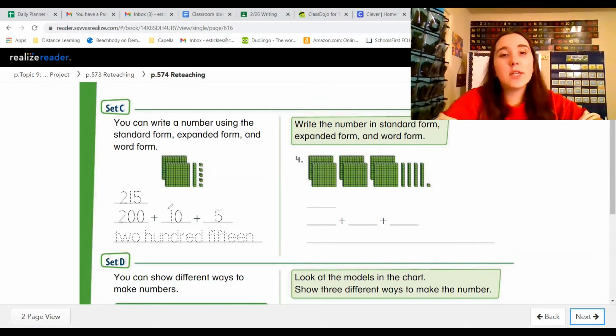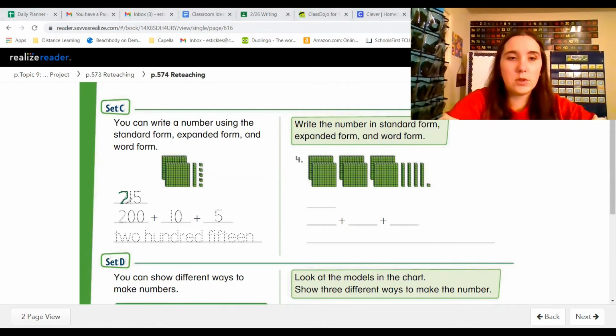Pretty easy. So let's see what number we have first. Well, we have 2 hundreds, 1 ten, and 5 ones, which would be 2 in the hundreds place, 1 ten, and 5 ones.